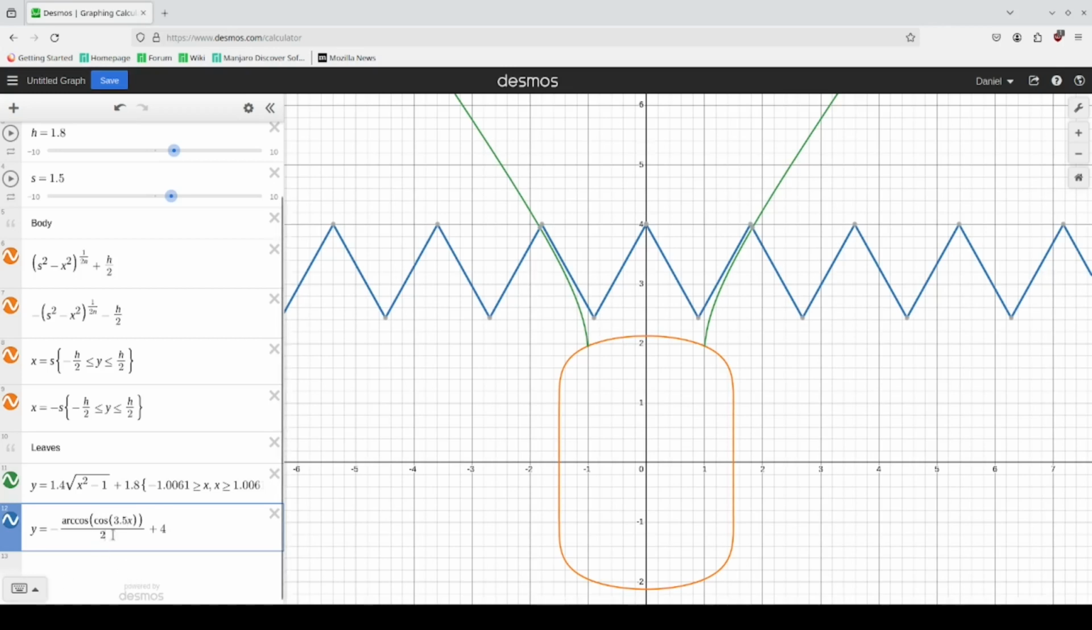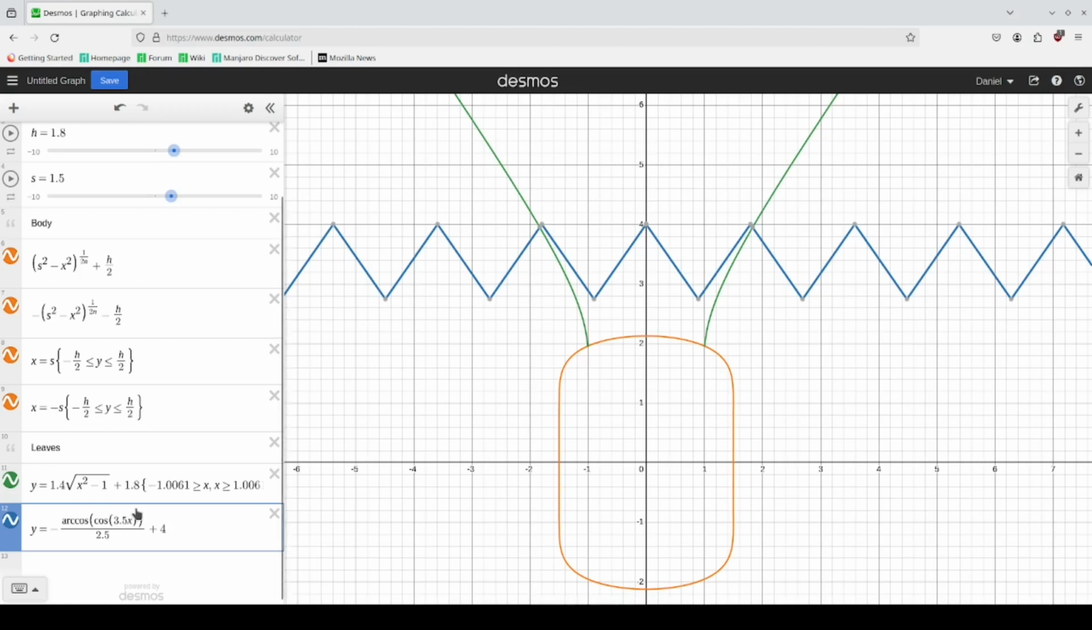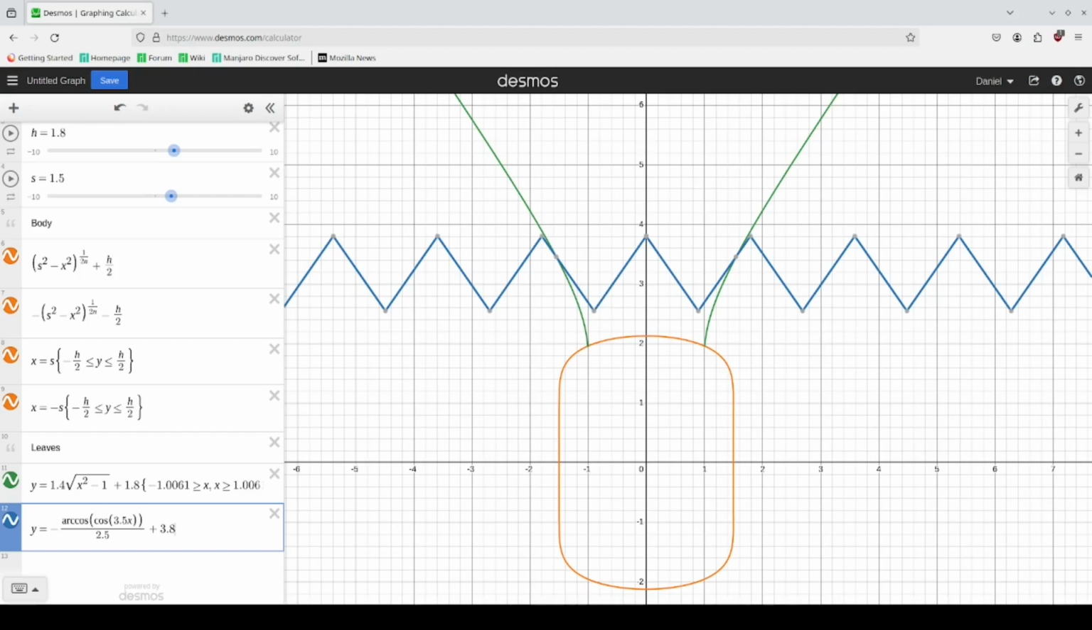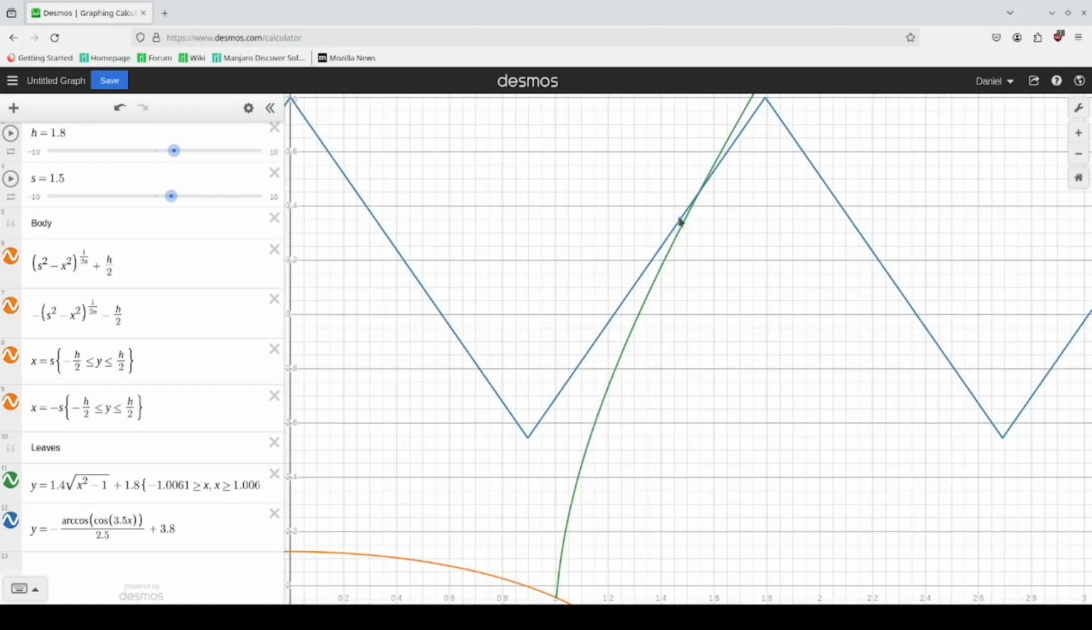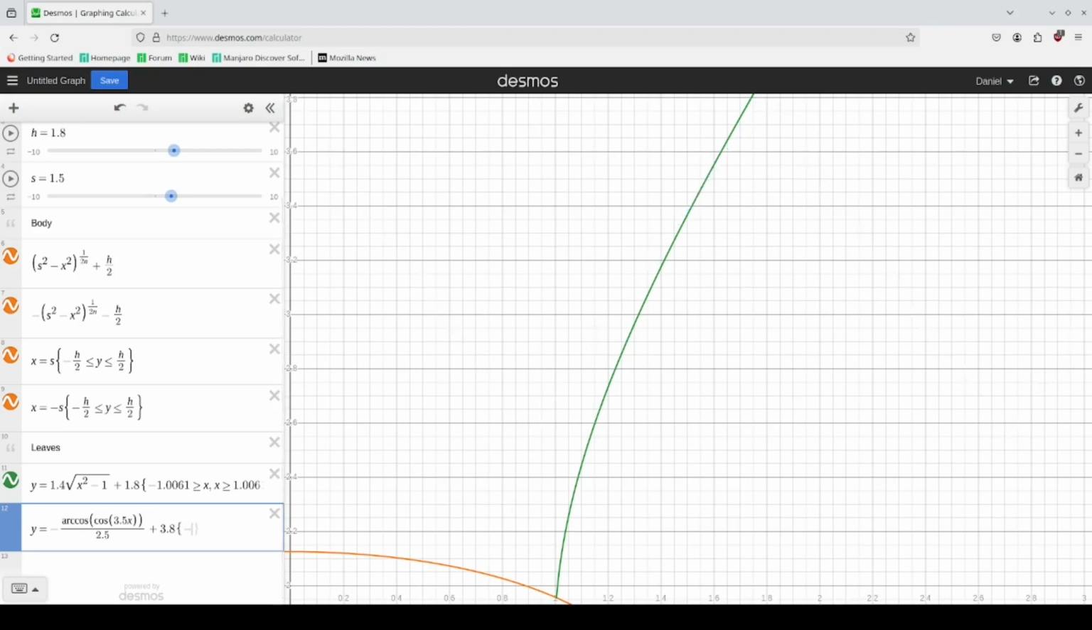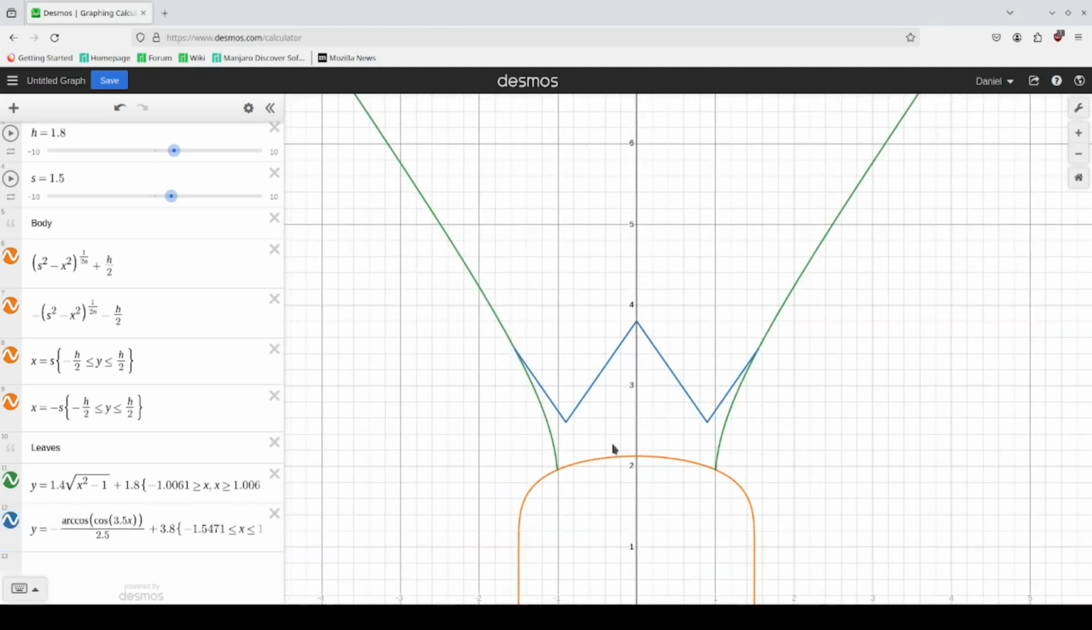I think we can stick with this and try not to be bogged down in details here. And then we can bring this down by just a smidge. That works. Alright, and then in terms of where they intersect, 1.5471. And now we can actually use these values to cut off the leaves here, at least the hyperbola.